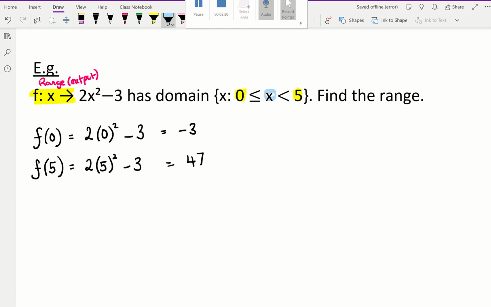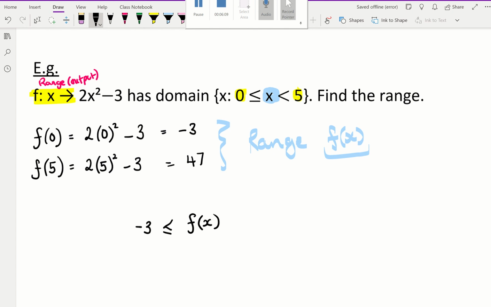So what goes in the middle is not x anymore, because these are values for the range, which are values for f of x. So what goes in our inequality is this. F of x is bigger than or equal to -3, but of course it is smaller than 47. It will never be 47 because 5 is not included in the domain. It will always be something less than 47. And that is your answer. You can put it in brackets, you don't have to put it in brackets, and that's okay.